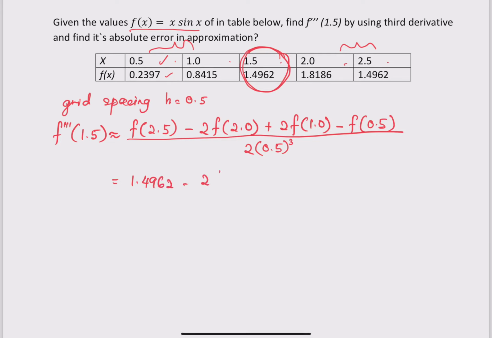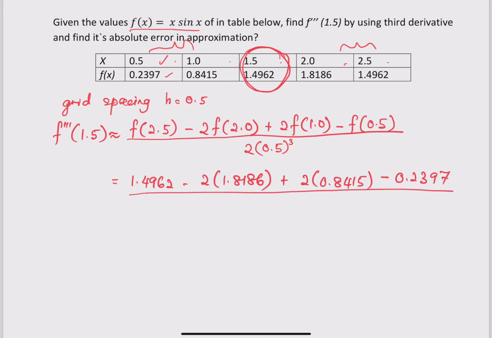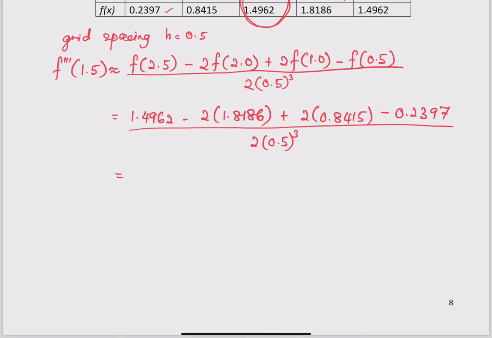Here the value is 1.4962 minus 2 multiplied by 1.8186 plus 2 multiplied by 0.8415, minus 0.2397, and then divide by 2 multiplied by 0.5 cubed. After you calculate, what you will get, I think, is minus 2.7908, and this is the value that you obtain by the numerical formula.